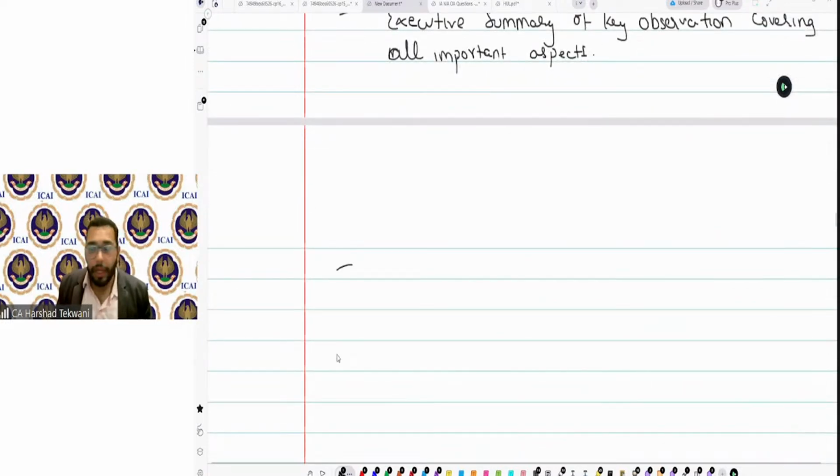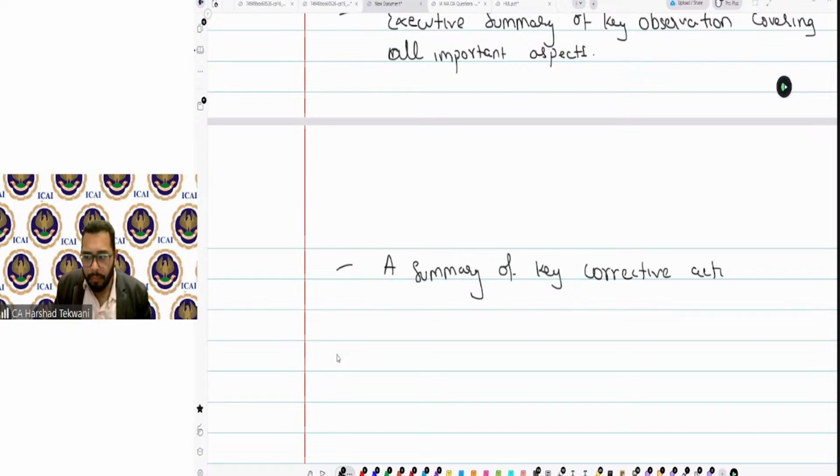Then you have a summary of key corrective actions required for each observation.